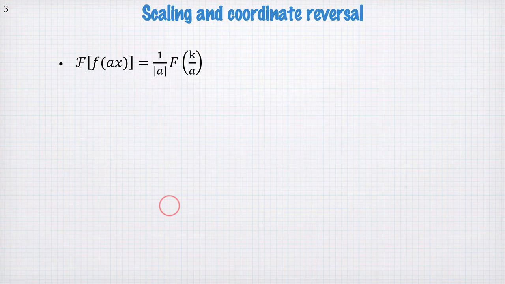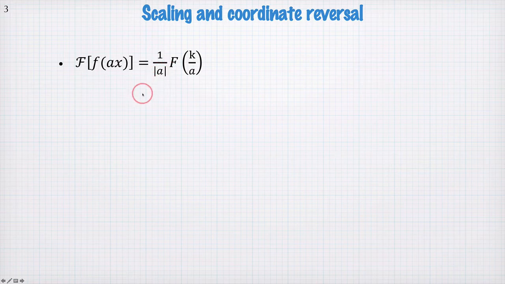A second property is scaling and coordinate reversal. These two are closely related, as we'll see. So scaling, what I mean here is that if we have some function of x, and we multiply x by a, so we're scaling the coordinate by some factor of a, then the Fourier transform is also scaled. In the frequency or Fourier domain here, which is k, going from x to k, the k coordinate is scaled by 1 on a, and the magnitude of the Fourier transform is scaled by 1 on the absolute value of a.